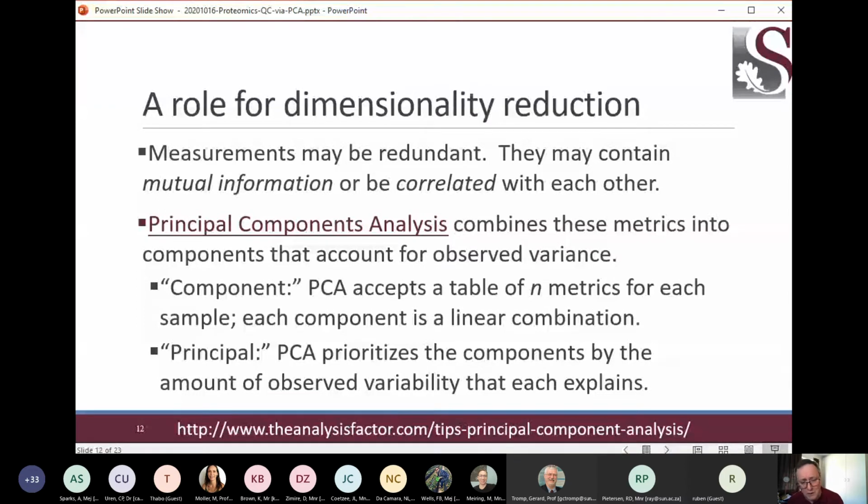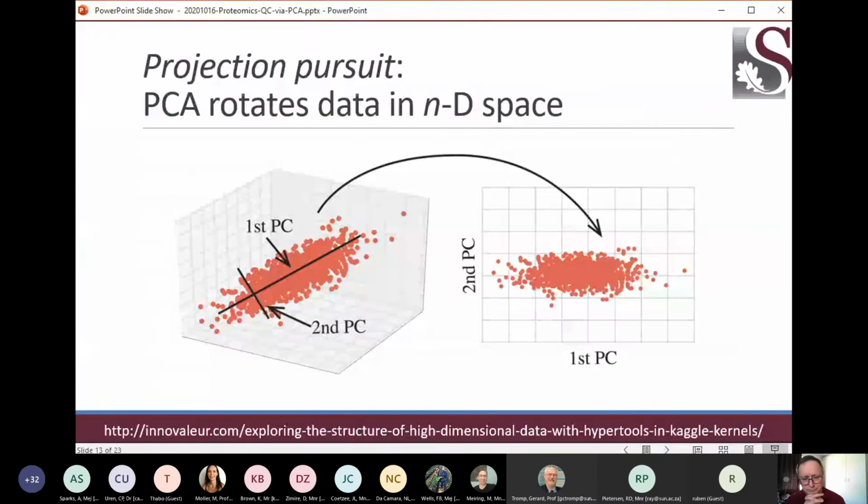I would also note that principal components analysis very, very frequently suffers from misspelling. A lot of people are convinced that they mean the principle of the thing. But I want to point out that PCA is ranking components by variability to show you the principal components for explaining the variability. So let's look at this in a graphical way.